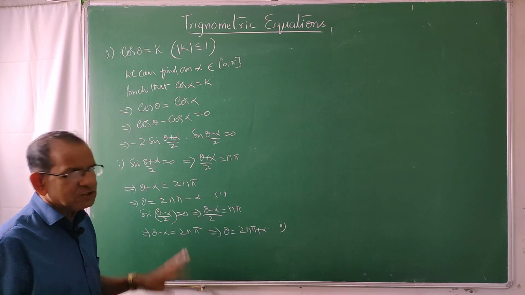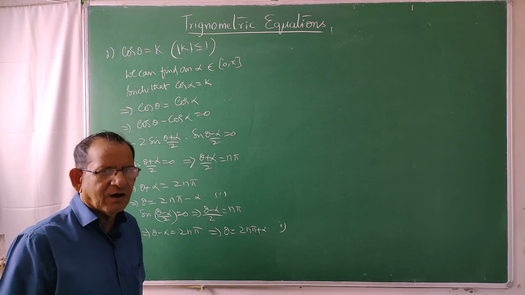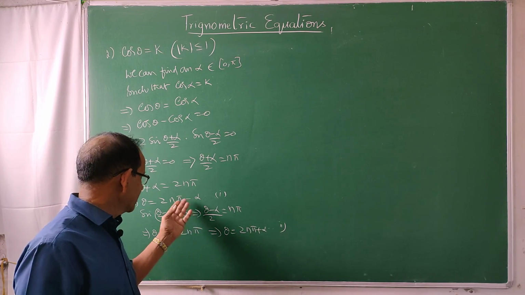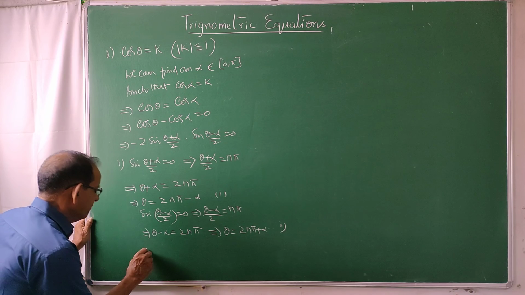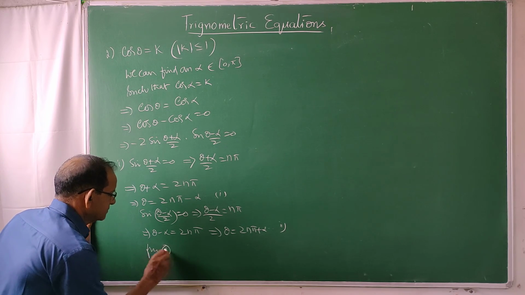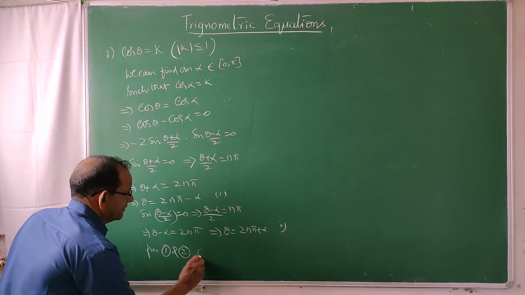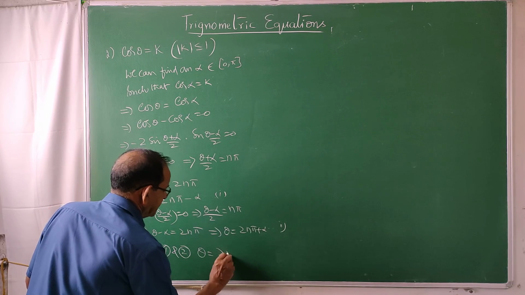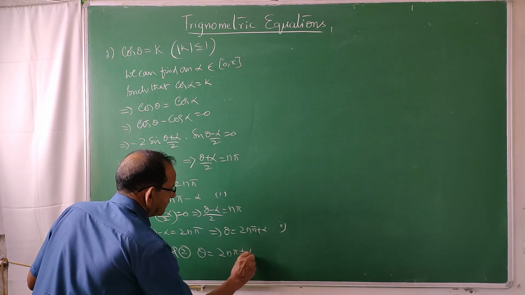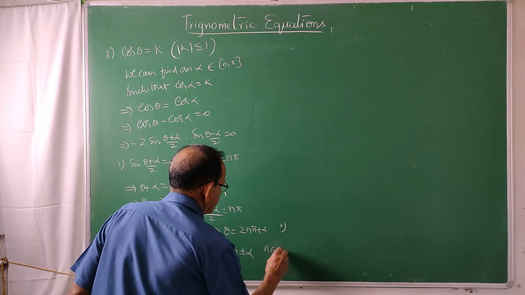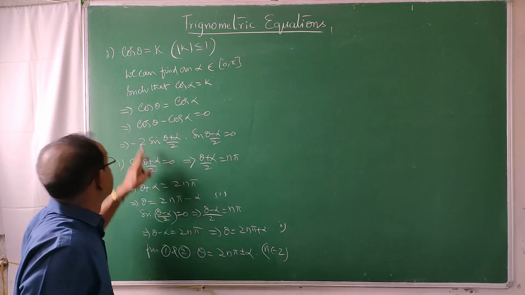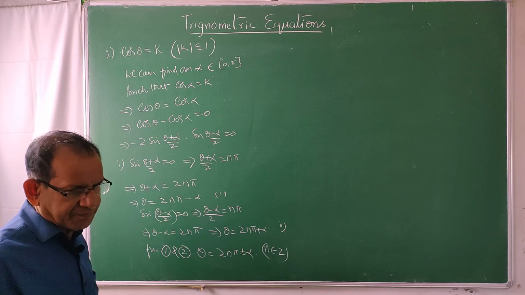In both the cases it is 2n pi only, or even number into pi. Plus alpha is there, minus alpha is there. So we can club these two like this. From 1 and 2, theta is equal to 2n pi plus or minus alpha. So this is the general solution, and n belongs to Z. This is the general solution for cos theta is equal to k.